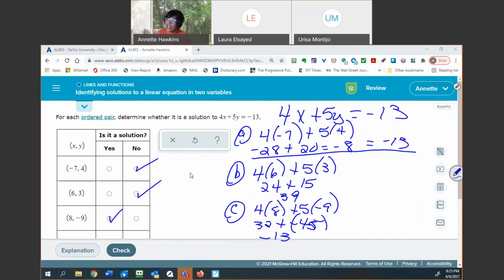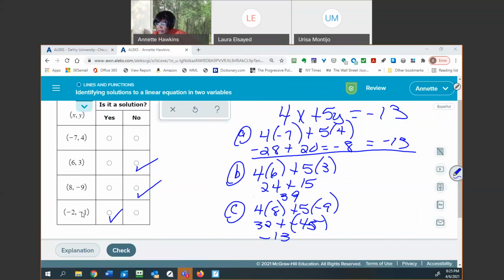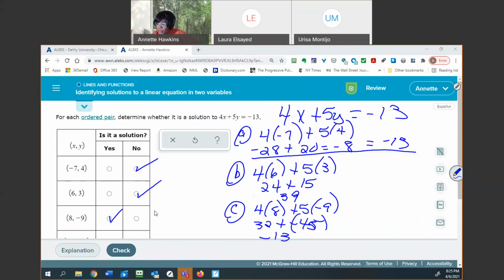Now, a line is not going to cross twice. So if this is a solution, the next one has to be what? Not a solution, right? So there's no point in doing that. Okay. This is not, this is not, this is, and that's it.